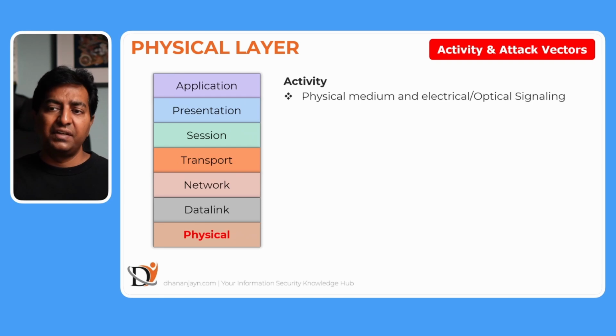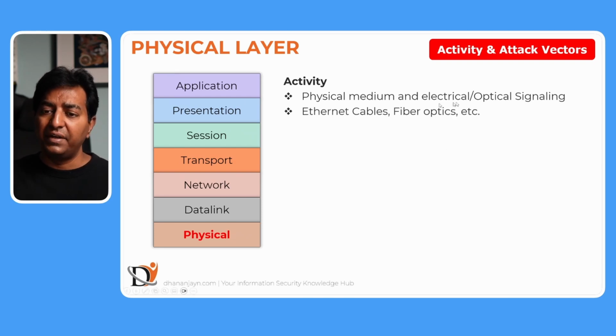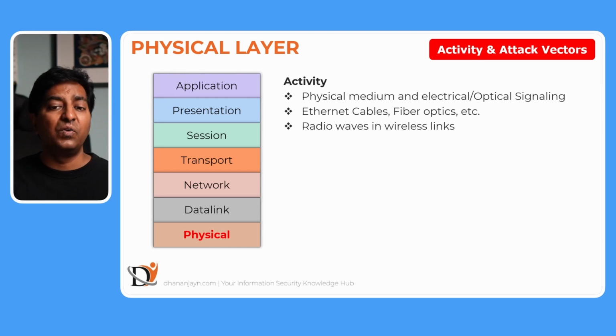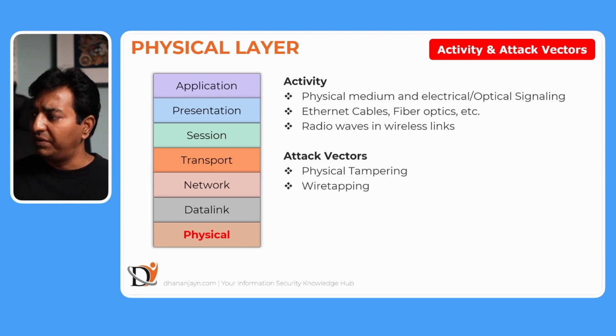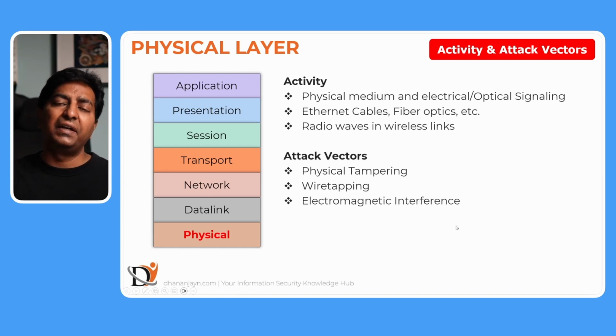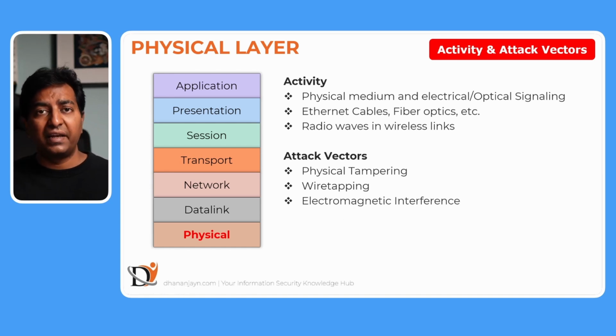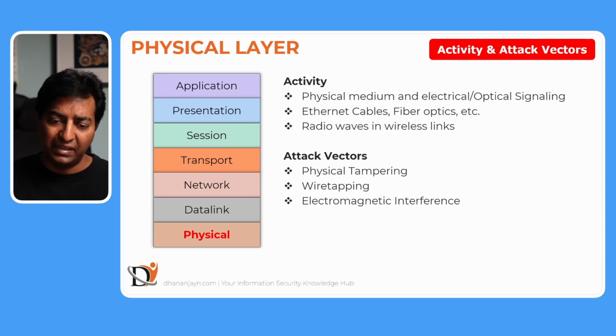So activities and attack vectors. Physical medium and electrical and optical signaling go here. Ethernet cables and fiber optic cables are used at this layer. When it comes to wireless, it will be radio waves in the wireless links. Talking about the attack vectors, somebody may do physical tampering, right? Open up some cable in the outlet, connect his own cable, and try to get access to the network. There is a wiretapping attack. Then electromagnetic interference is another attack where somebody tries to interfere with your signals.